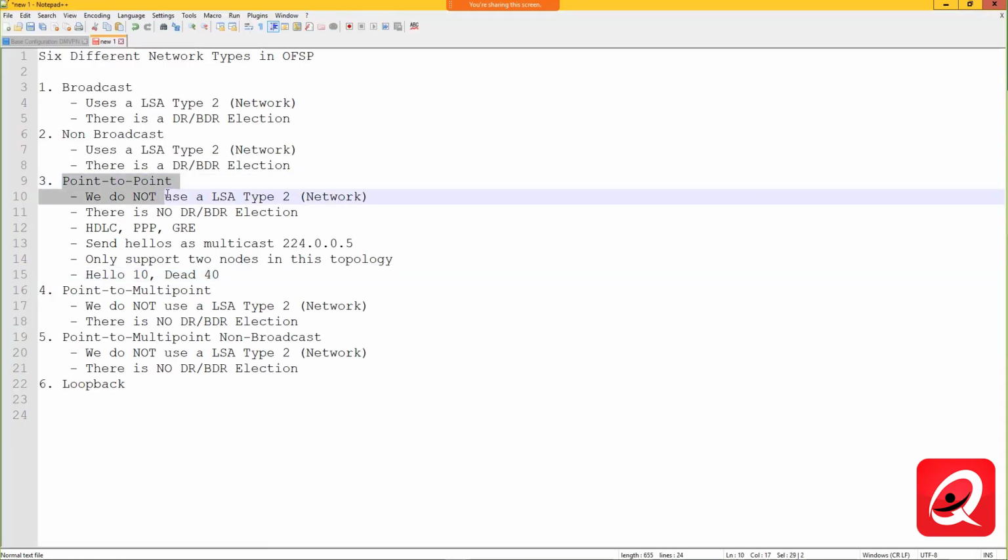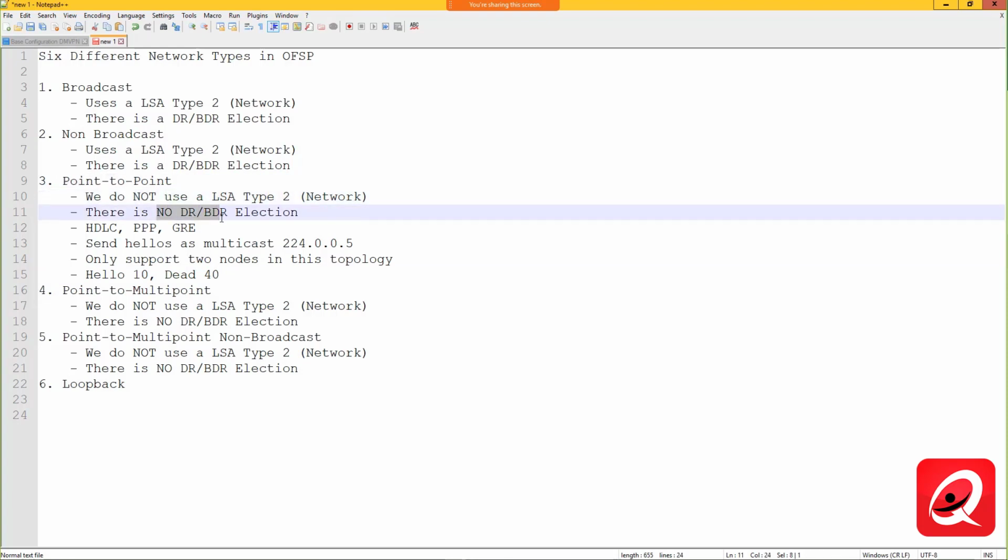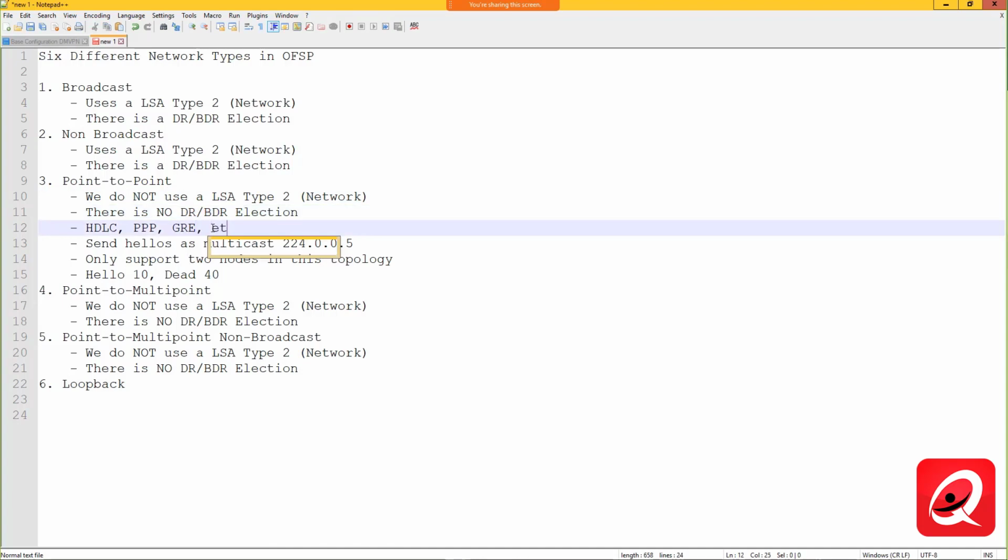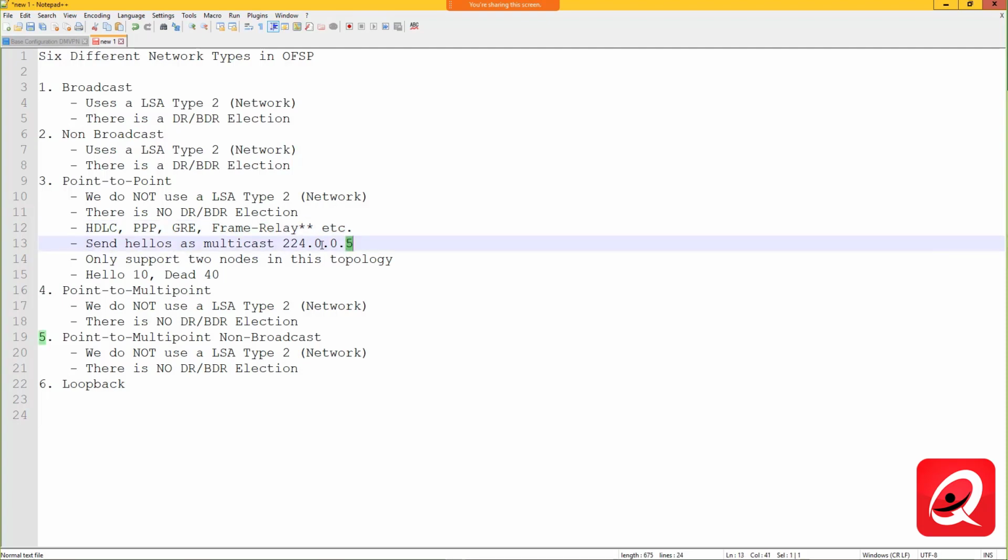So let's make sure we got all the information here. We don't use LSA Type 2 because it's not a broadcast network. There is no DR/BDR election. I'll put an etc. here because there are some other network types that will manifest themselves as point-to-point. Frame relay, for example, would be one, but I'll put a little asterisk there, okay? Because frame relay is not recognized as point-to-point by default, even though you might be configuring frame relay on a point-to-point sub-interface. We're going to send our hellos as multicast. We saw that in the debug. And we support only 2 nodes.